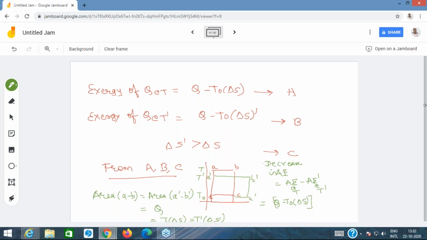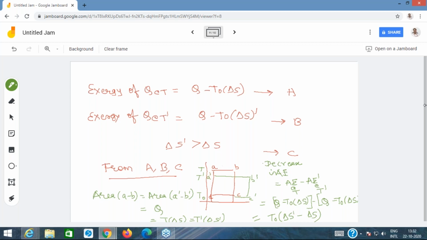minus available energy at T dash, which is Q minus T naught into delta S dash. Okay. So if you do the subtraction and get the difference, then what you'll get is the loss in available energy, which would be equal to T naught into delta S dash minus delta S. That would be the loss in the available energy, or decrease in the available energy, or exergy destruction.